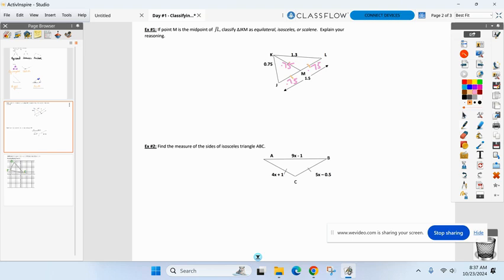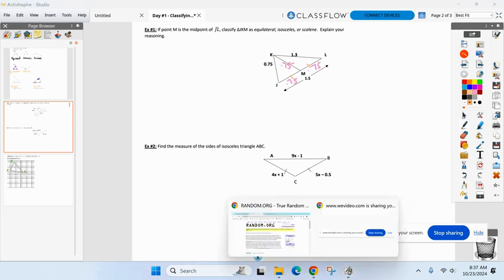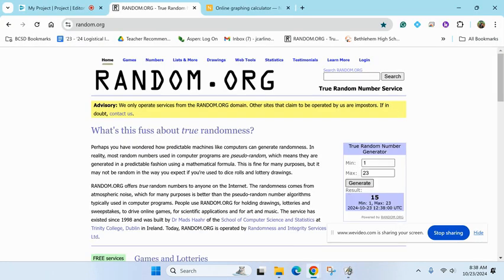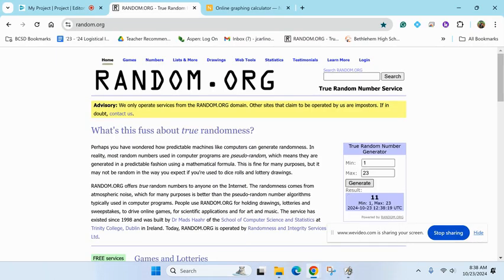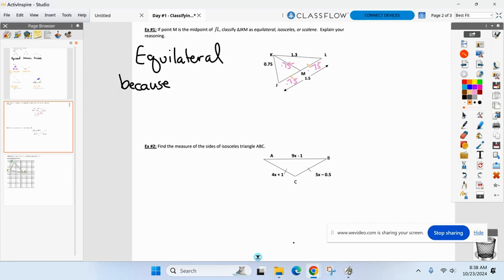Okay, JKM. Take a look at their side lengths. What type of triangle do I call this from the first page there? Aiden? Equilateral, yep. So this is equilateral. And it does say explain your reasoning, so we'll put equilateral because somebody give me a good reason. How did Hayden know it was equilateral? Good explanation. Jayla, back to you.